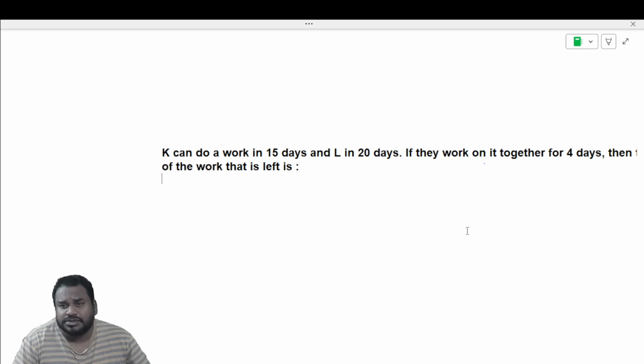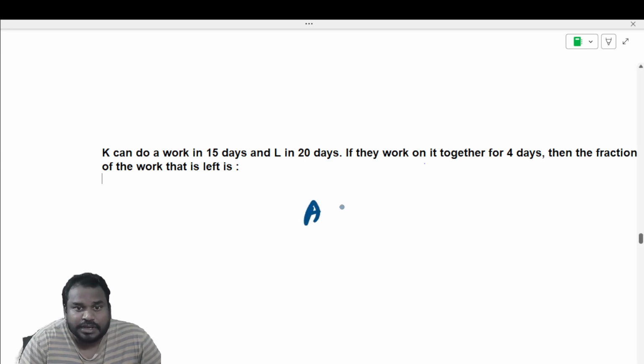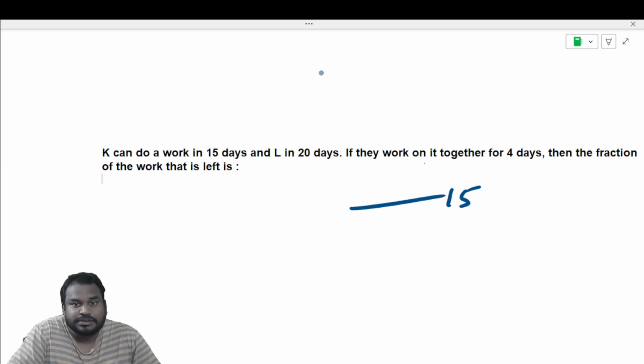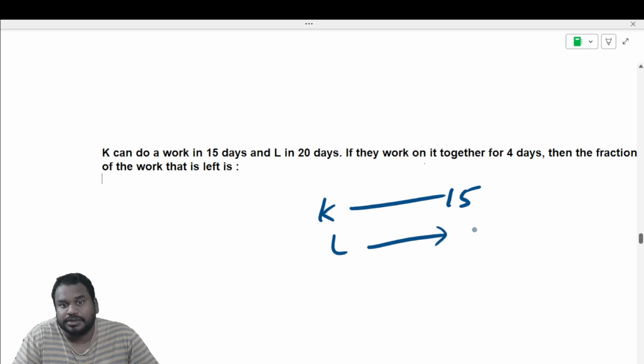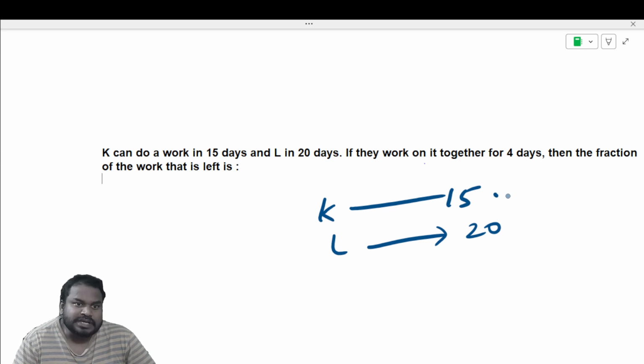If they work on it together for 4 days, then the fraction of the work that is left is. See, K can do some work in 15 days and L can do in 20 days. Okay, then if they work on it together for 4 days, then the fraction of the work that is left.